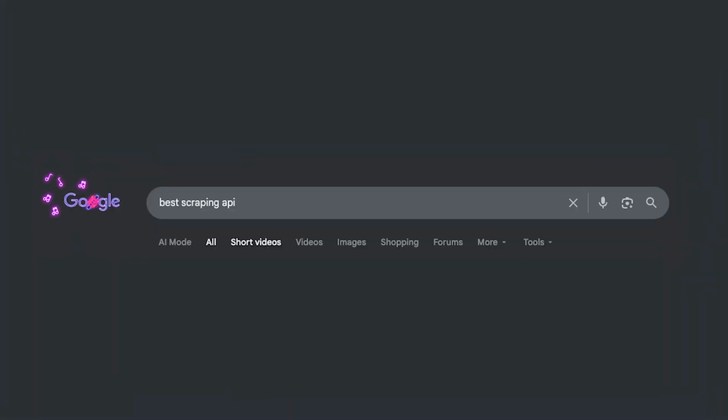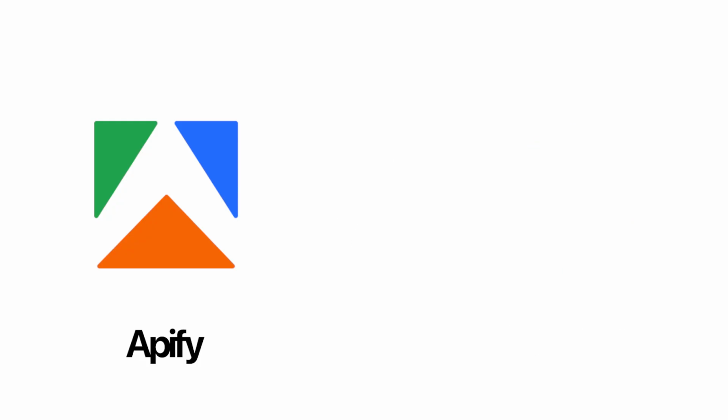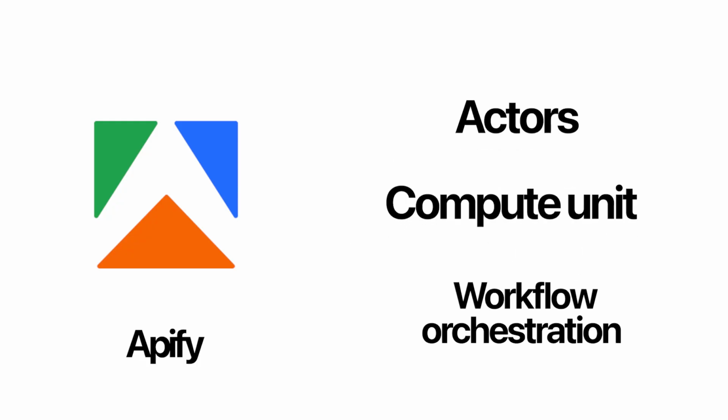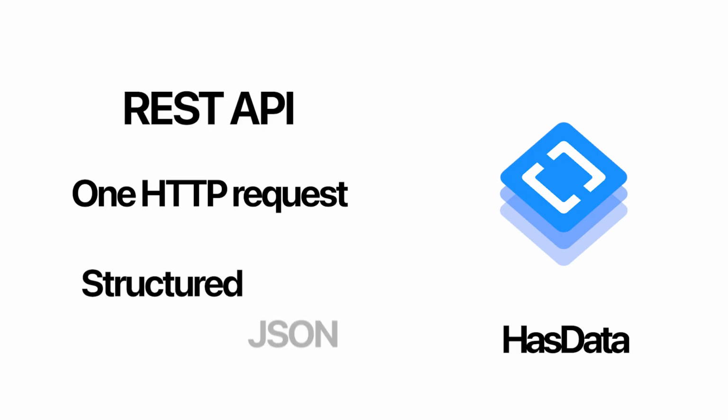You googled best scraping API and landed on Apify and HasData. Now you're trying to figure out which one to actually use. Here's the thing nobody tells you upfront. These two aren't the same category of tool. Apify is a platform with actors, compute units, and workflow orchestration. HasData is a REST API, one HTTP request, and structured JSON back.